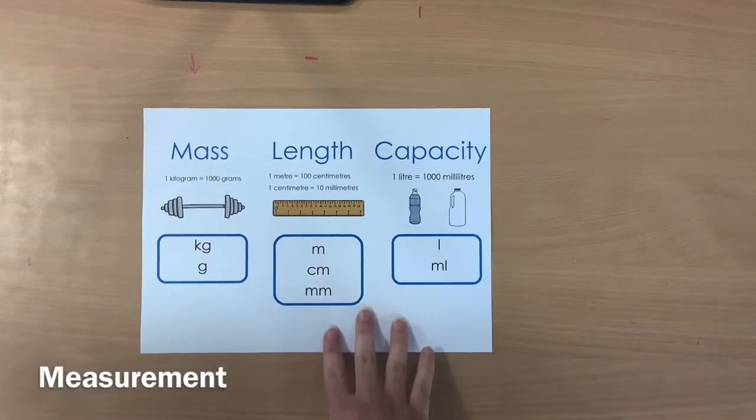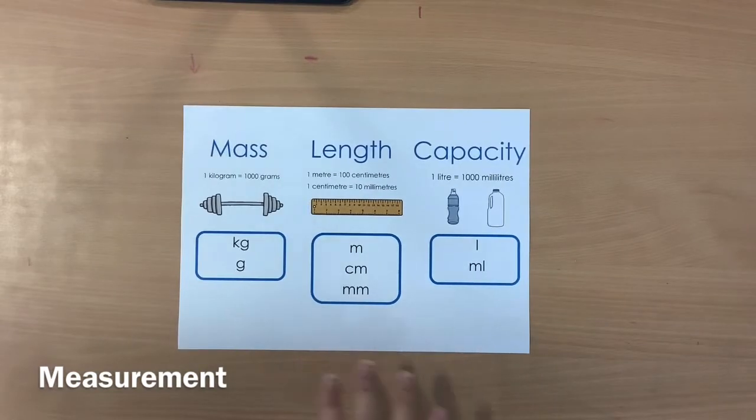This week we're going to be recapping and consolidating our learning on measurements. We're going to be looking at mass, length and capacity today. To start off, I thought it would be important to recap the conversions to make sure that they are fresh in our memory.